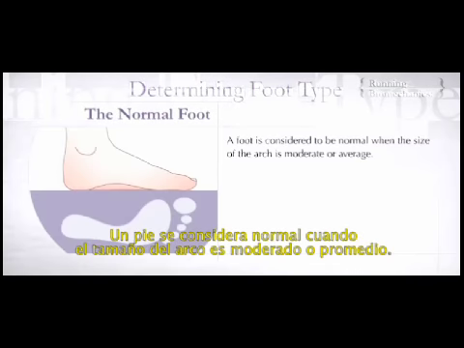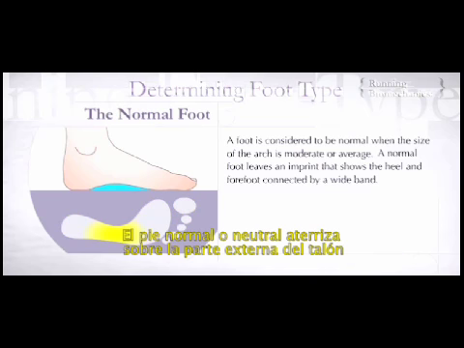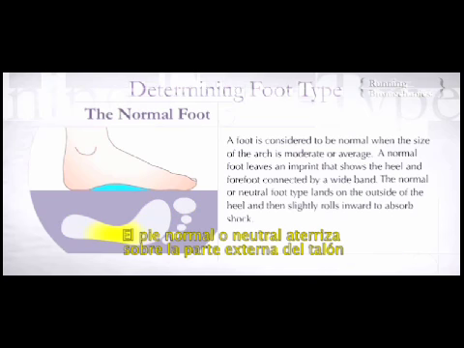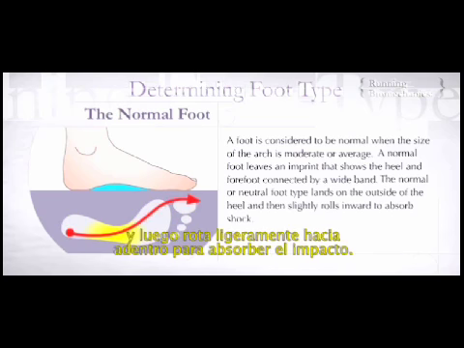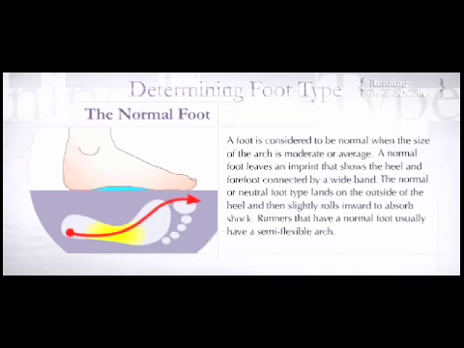A foot is considered to be normal when the size of the arch is moderate or average. A normal foot leaves an imprint that shows the heel and forefoot connected by a wide band. The normal or neutral foot type lands on the outside of the heel and then slightly rolls inward to absorb shock. Runners that have a normal foot usually have a semi-flexible arch.